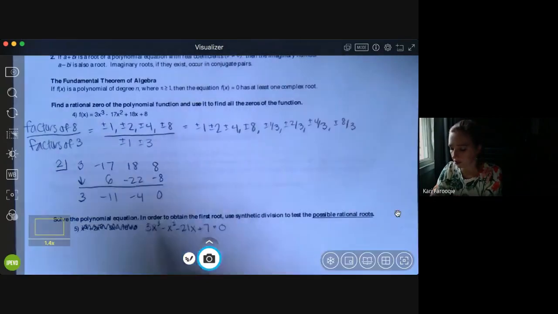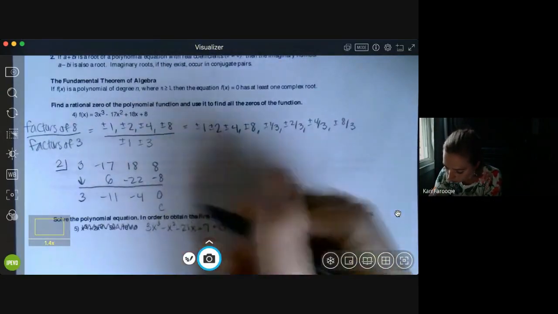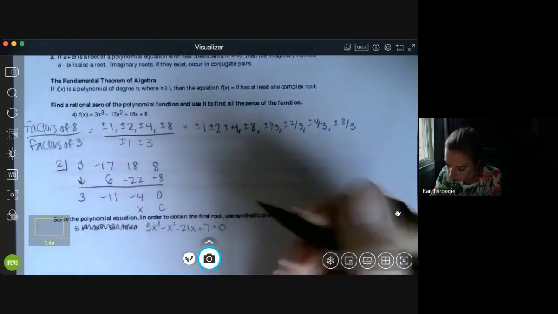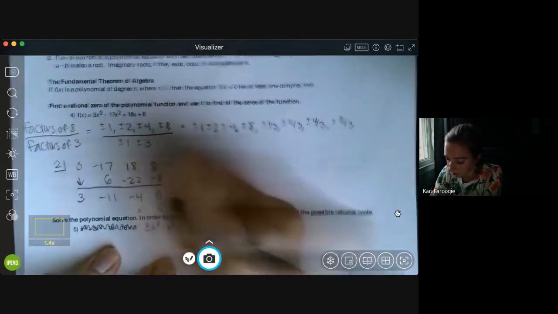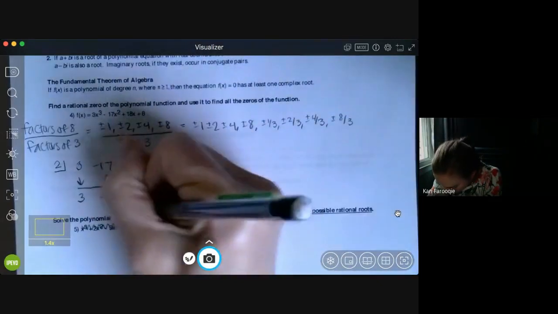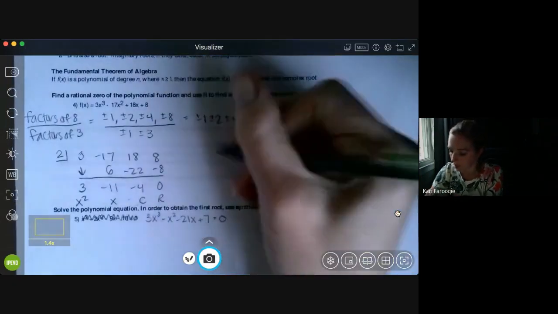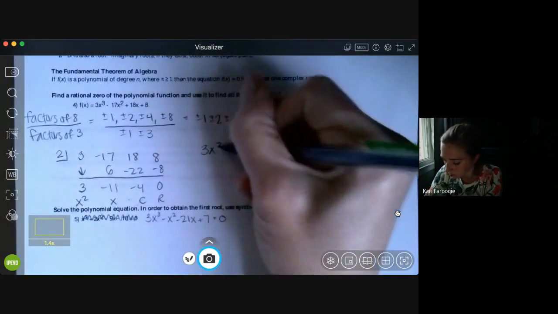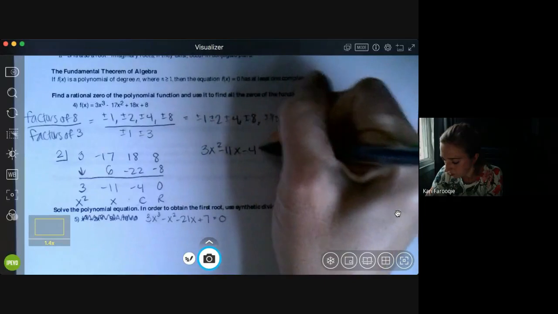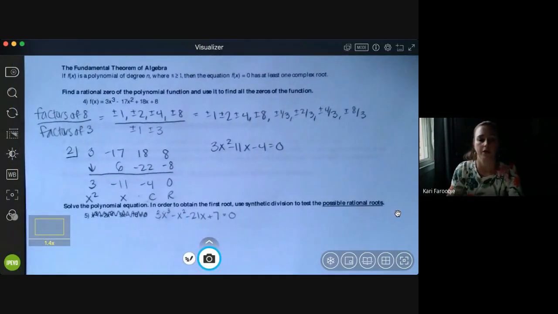Okay, now that you have that, go ahead and write your depressed polynomial. Remember that we started out from the right saying we had a remainder, constant, x term, and x squared term. So go ahead and write this as 3x squared minus 11x minus 4 equals 0. All right, now I just did a lot. Does anybody have a question?